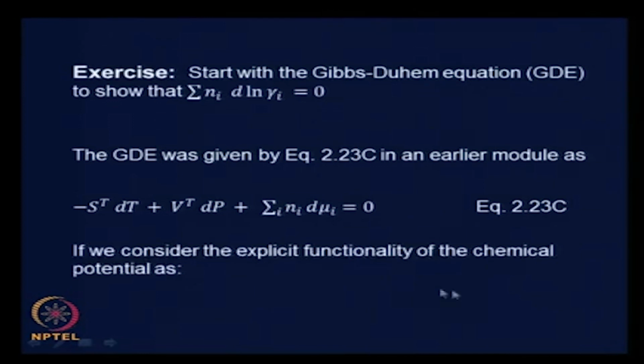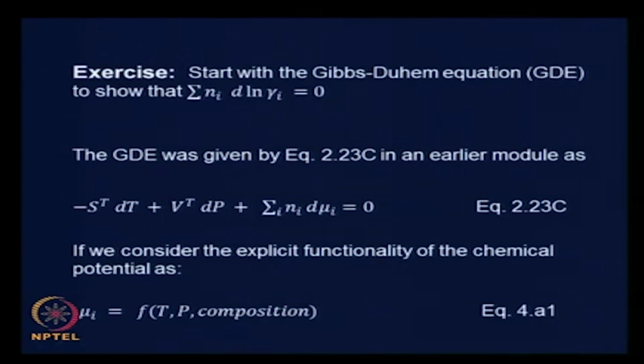Now the first hint is to get to this from the Gibbs-Duhem equation. The first hint is to consider the explicit functionality of the chemical potential: the chemical potential of the species i is a function of temperature, pressure and composition. This is the hint that I am going to leave you with.